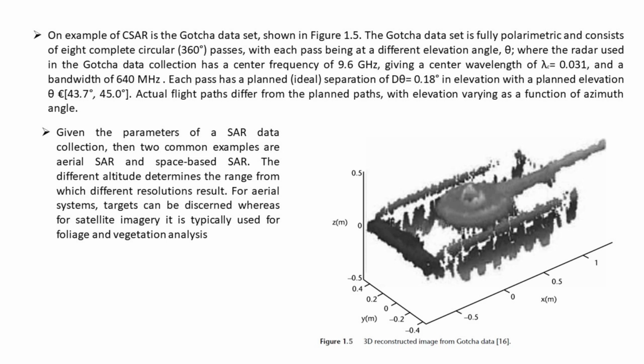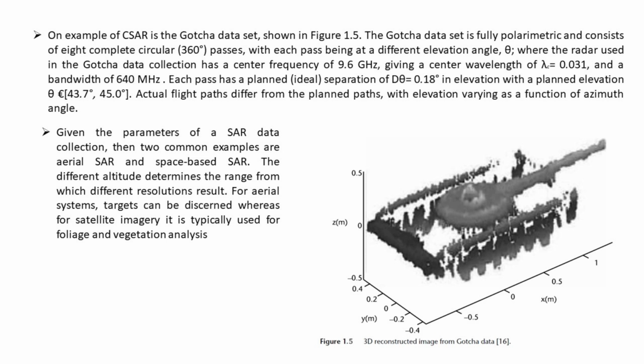Each pass has a planned, ideal, separation of d theta = 0.18 degrees in elevation with a planned elevation theta belonging to [43.7, 45.0] degrees. Actual flight paths differ from the planned paths, with elevation varying as a function of azimuth angle. Given the parameters of SAR data collection, two common examples are aerial SAR and space-based SAR.